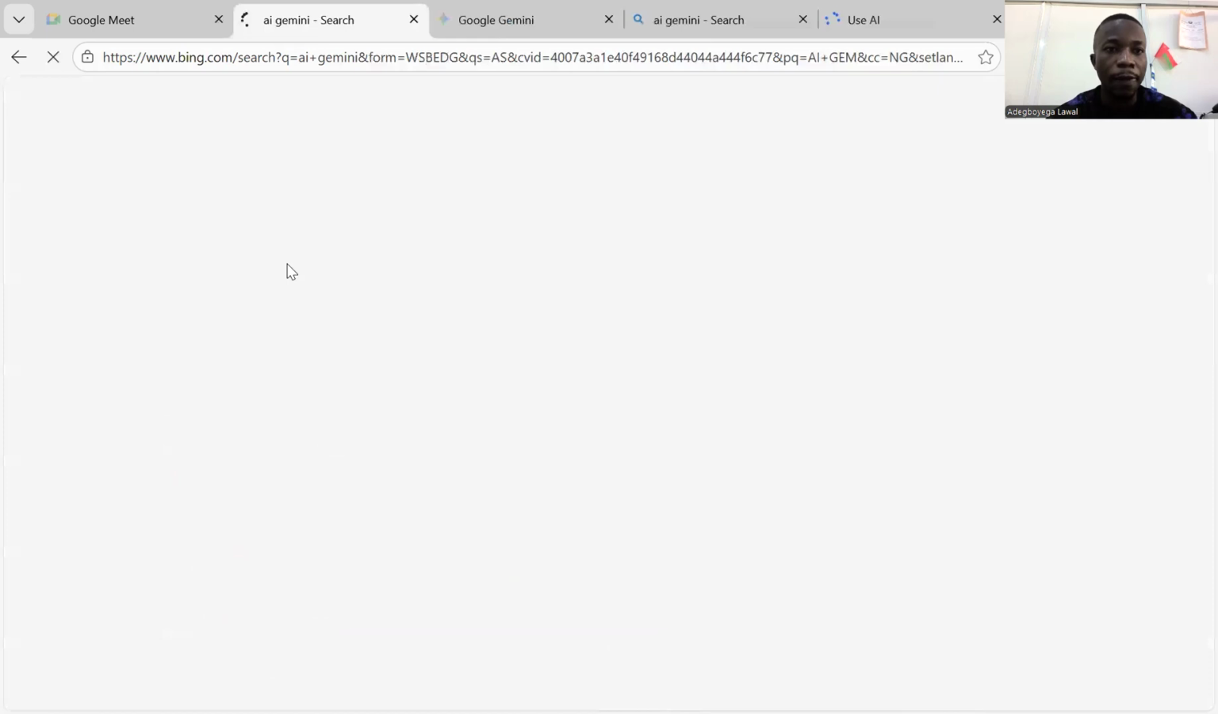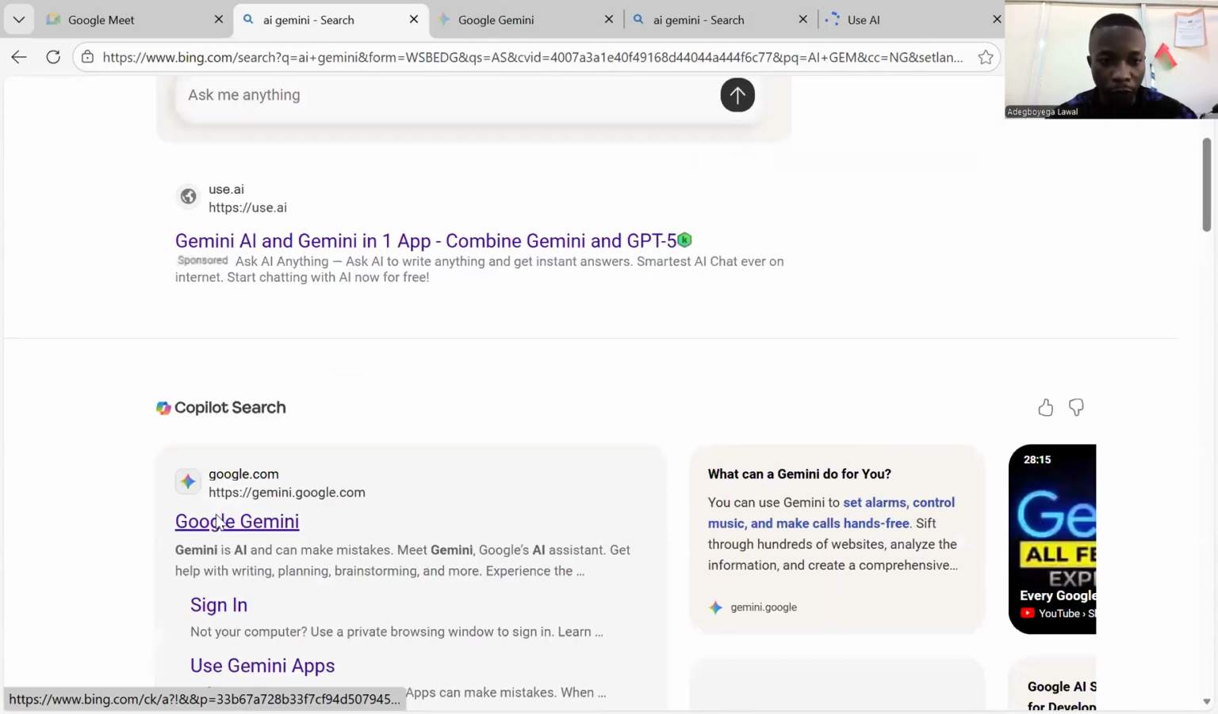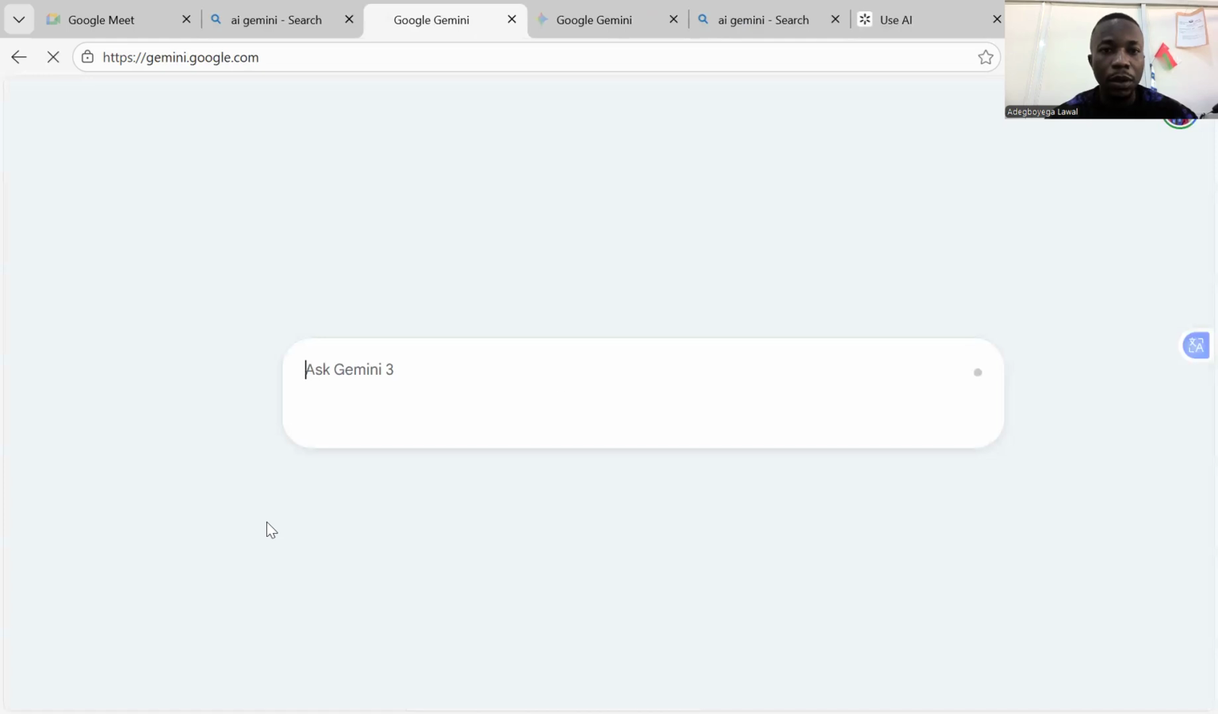Okay, let me go back to the chat. So this is what I'm looking out for, please. Whenever you are searching, make sure you search for the right address. It's gemini.google.com. So let's click on Google Gemini. So this is what it brings to you.